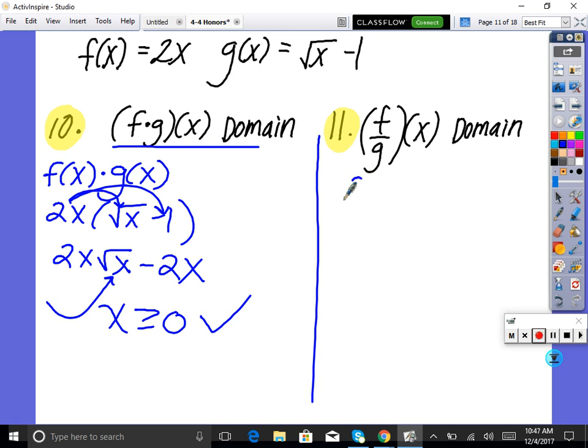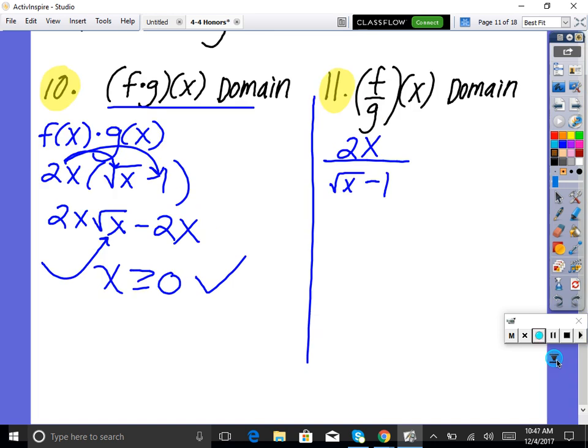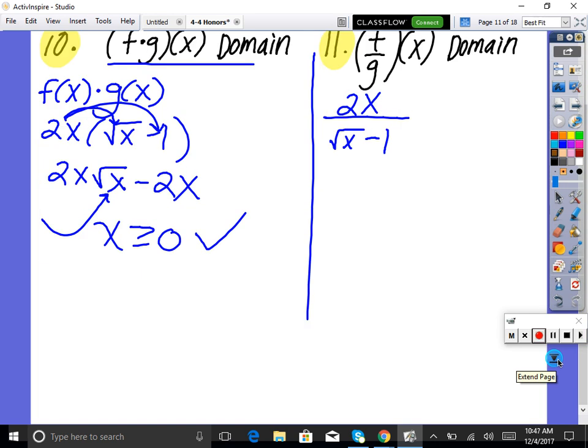So f is 2x on top, divided by g, root x minus 1 on bottom. Now, let's talk about domain before you do any simplification. Because if we want to be technical, and we're probably not going to, we need to rationalize the denominator. Technically, yes? But let's do the restrictions of the domain right now. So now everybody look, there's a couple potential problems. Problem number 1, a radical. And then problem number 2, we can't divide by 0.